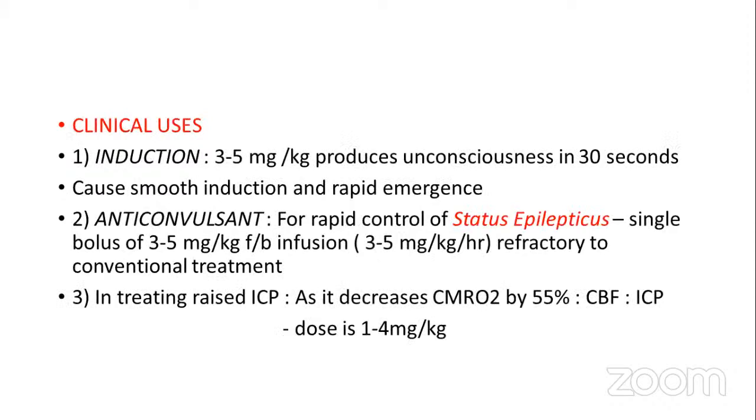Coming to clinical uses of thiopentone. It is commonly used as an induction agent. Dose is 3 to 5 milligram per kg and it produces unconsciousness in 30 seconds. We see smooth induction and rapid emergence. It can be used as an anticonvulsant, as I told before. For rapid control of status epilepticus, we give a single dose of 3 to 5 milligram per kg followed by an infusion if it is refractory to conventional treatment. Dose is 3 to 5 milligram per kg per hour maintenance. In treating raised intracranial pressure, as I told, it decreases cerebral metabolic rate of oxygen, thereby ICP. Dose is 1 to 4 milligram per kg.